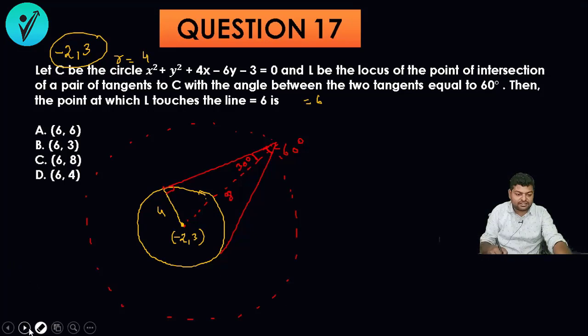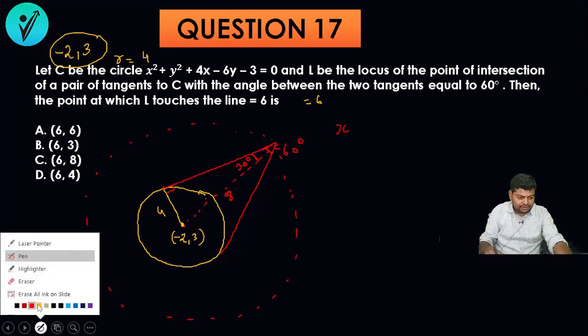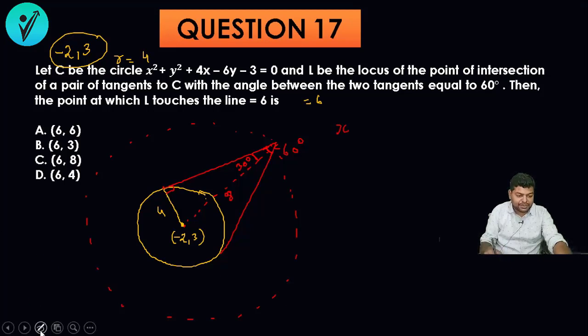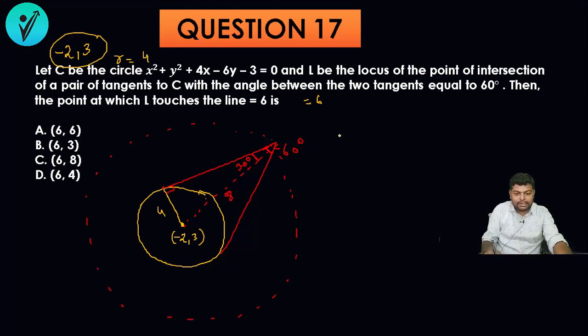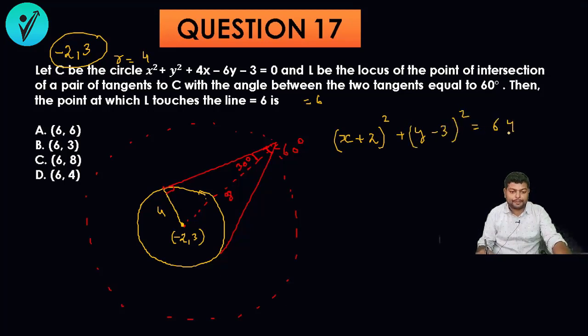As per the general equation of the circle, it will be x plus 2 whole square plus y minus 3 whole square equals 8 square, which is 64. So this will be the equation, or the locus, of the point of intersection of the pair of tangents.